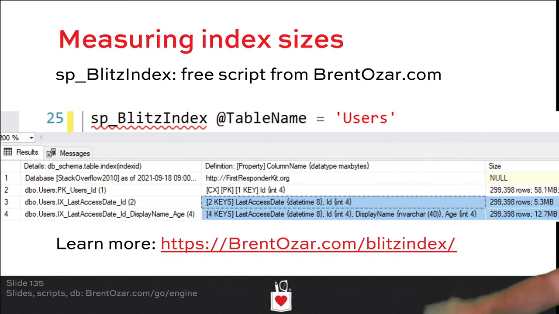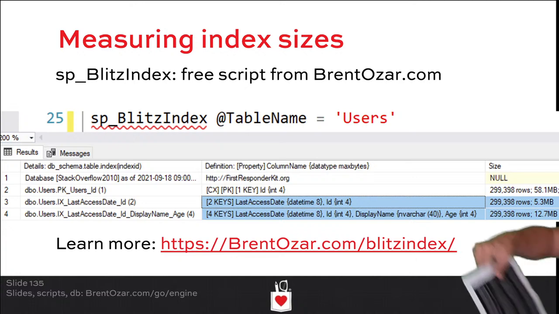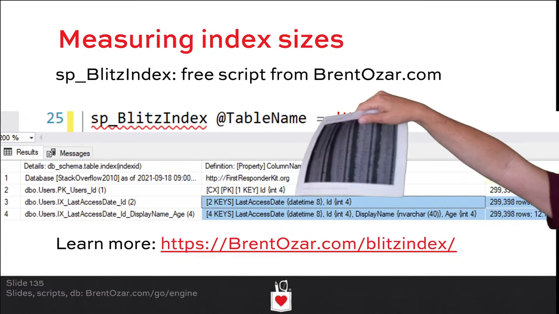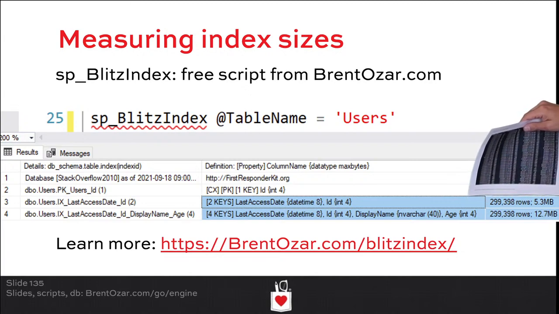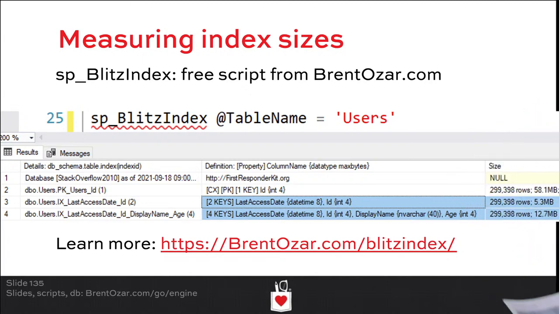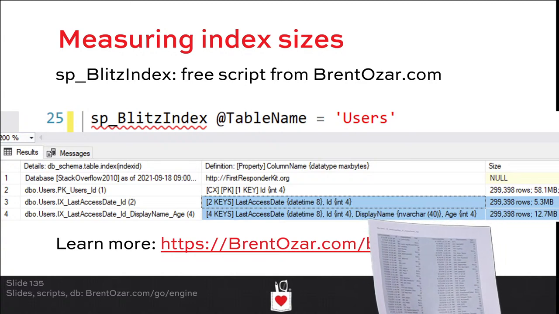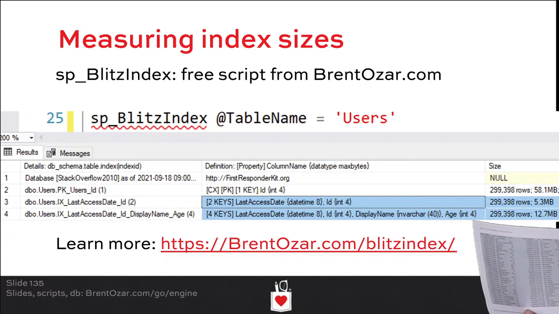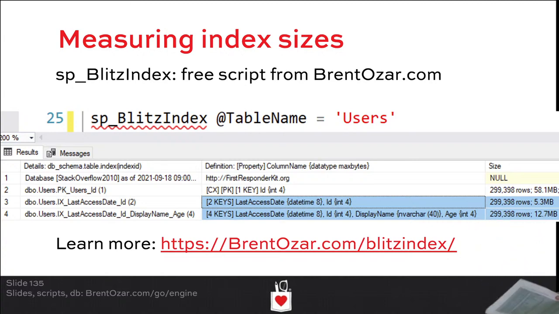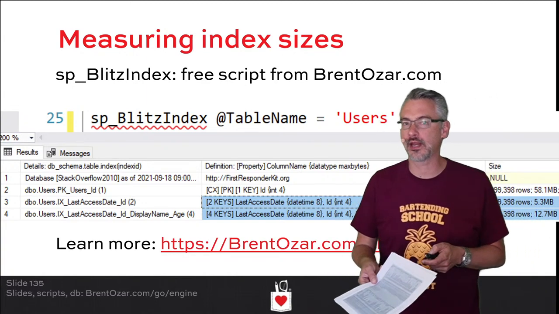It's going to return all kinds of data, but I'm just going to focus on the first result set, which tells me I have these two indexes. I've got my index that's just on LastAccessDate and Id. That index is about 5 megabytes in size. Then I have my index that adds two more columns to that, DisplayName and Age. That index is more than twice the size. Now these, of course, are extremely small numbers because this is the small copy of the Stack Overflow database.